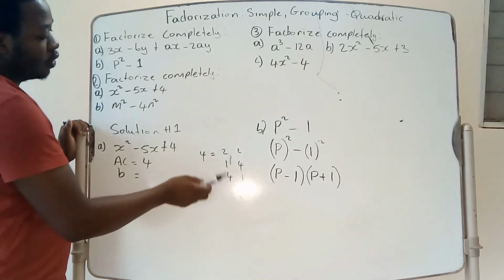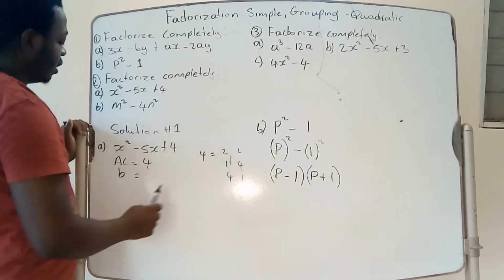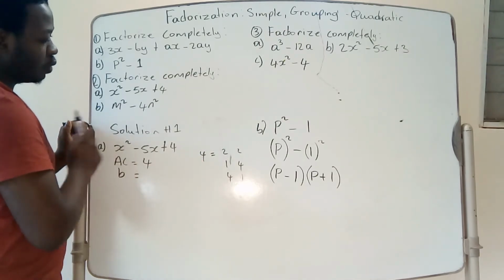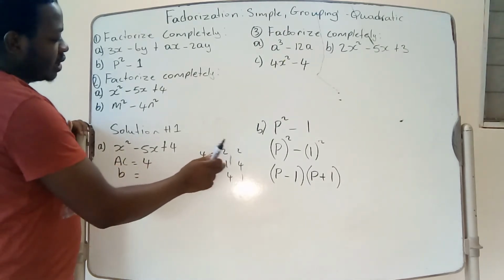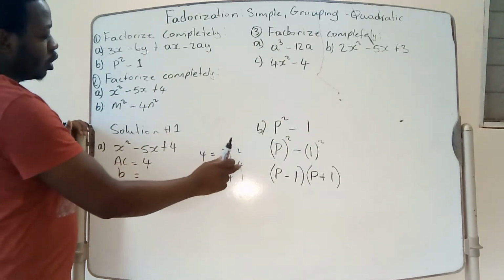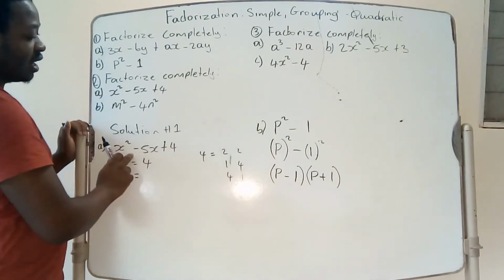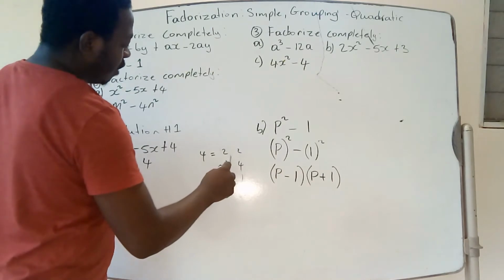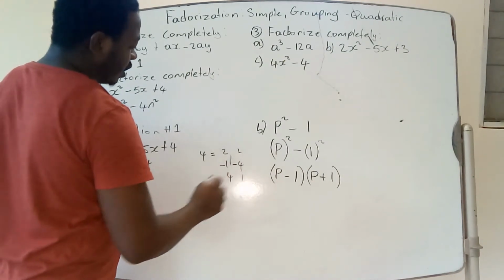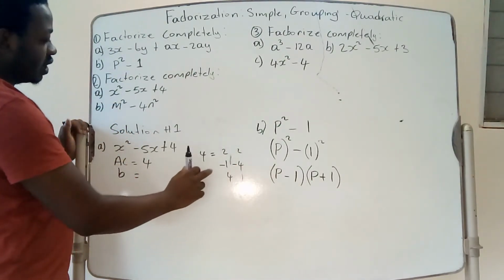So it seems as if we could use 1 and 4 or 4 and 1, right? Now, if we want a positive 4 when we multiply, 1 times 4 gives us positive 4. But if we add them, 1 plus 4 gives us positive 5 and not negative 5. So it means that we have to make the 1 negative and we also have to make the 4 negative. So if we make the 1 negative and the 4 negative, let's test it.